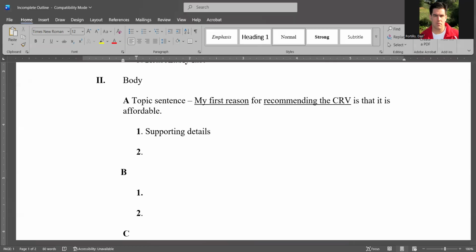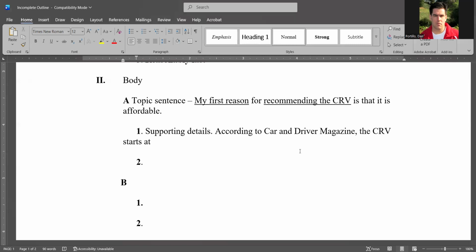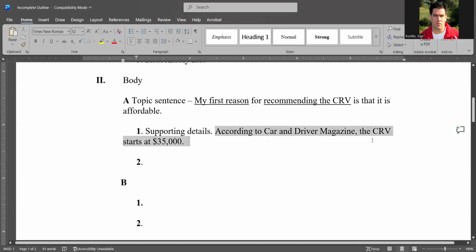For my supporting details, I might say, according to Car and Driver magazine, the CRV starts at, let's just say, I'm probably just wrong about this, but let's just say $35,000. Well, a couple important things I want to draw your attention to here. I'll just put an underline so you know it's part of my example. One, you'll notice this part here, according to Car and Driver magazine. That's what we call in-text citation.